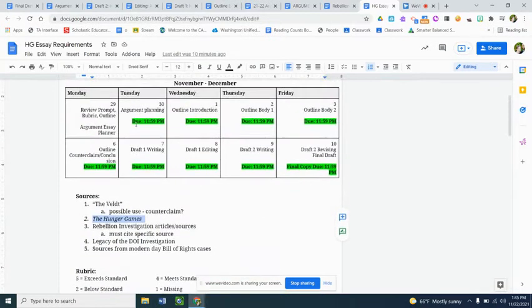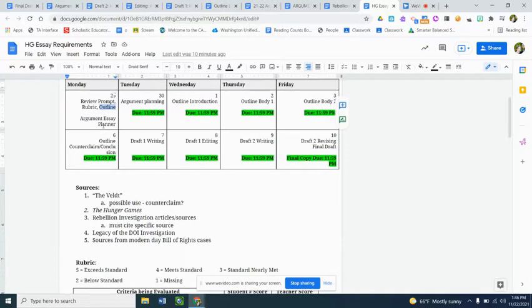Going back up to the calendar. This is going to take us over the next couple of weeks. Today, we're looking at the prompt, and the rubric we're going to look at in a second. And then we're also going to take a look at a rough draft of the outline. We've got that over here for you guys. And then hopefully today we can start your argument essay planner, but that is what is going to be due tomorrow. On Wednesday, we're going to outline your intros. On Thursday, your body 1, Friday, body 2. On Monday, the following week, we're going to outline both your counterclaim and your conclusion paragraph.